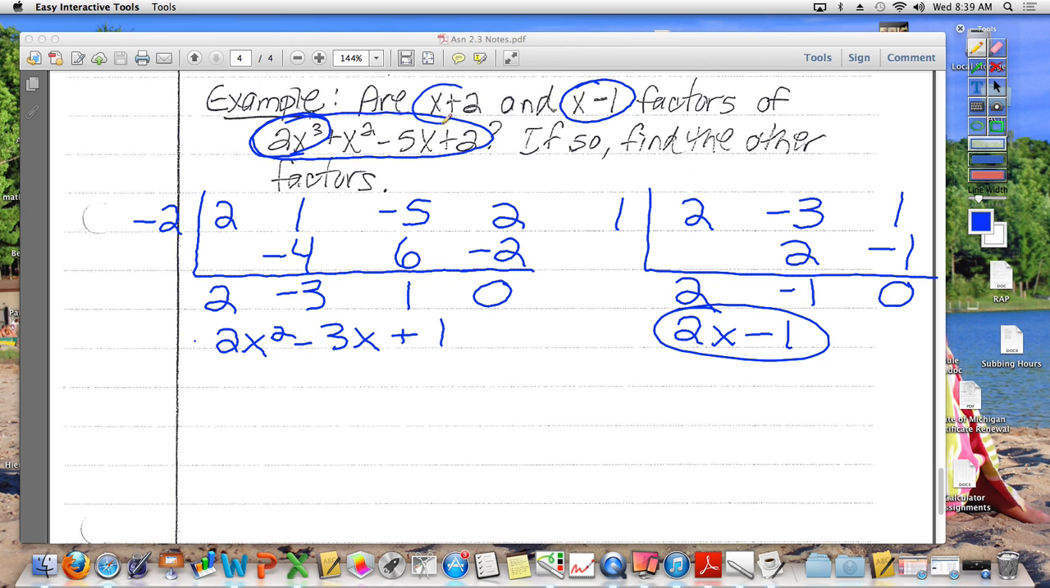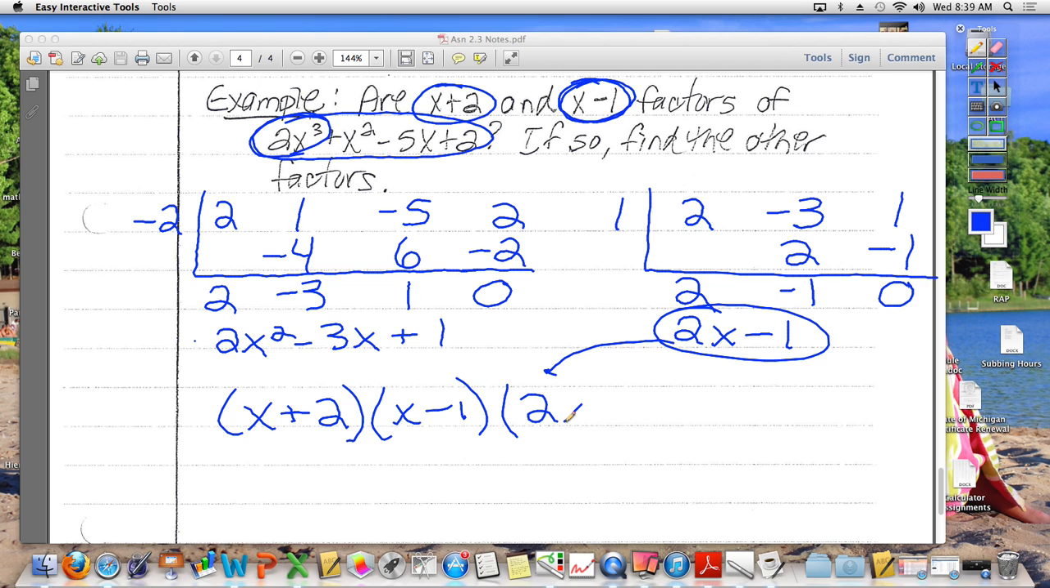We have x plus 2 that we started with, and we have x minus 1 that we started with. So the complete factorization of this is going to be x plus 2 times x minus 1 times 2x minus 1. This right here would be called the complete factorization. I think you're going to have to do that today. It's going to ask for the complete factorization.